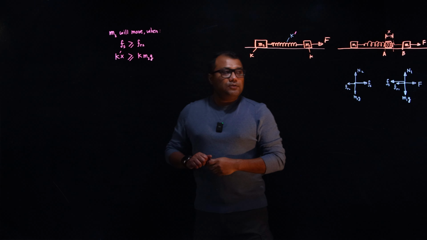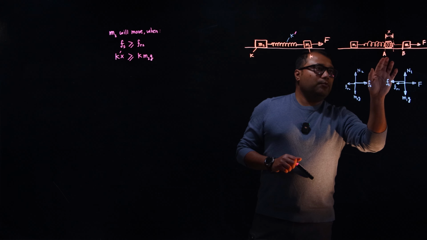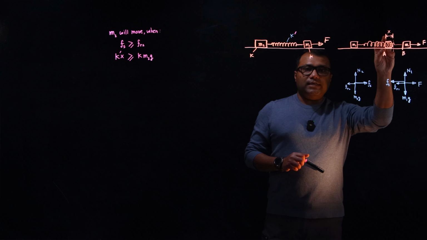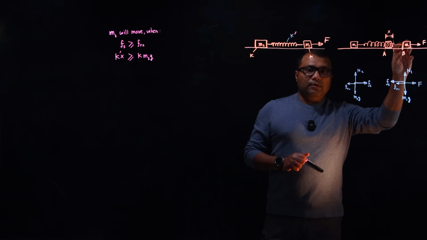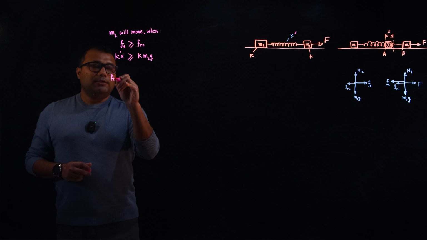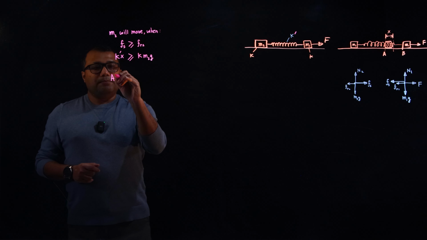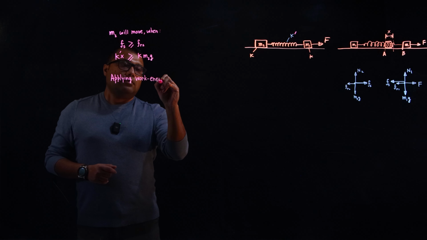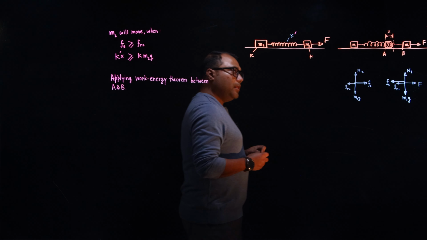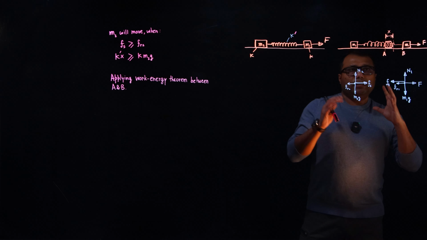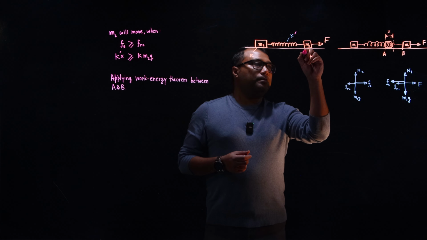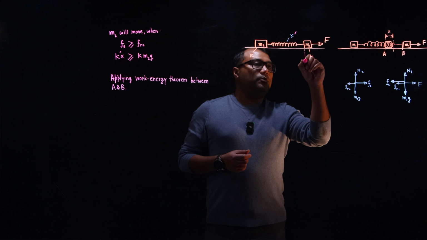What we can do is apply the work energy theorem between these two states, when the body was at A and when the body is at B. So applying the work energy theorem between points A and B. Now think of it this way. This is actually point A.